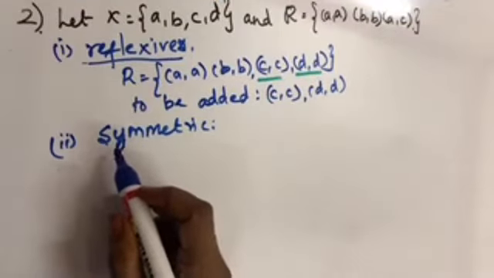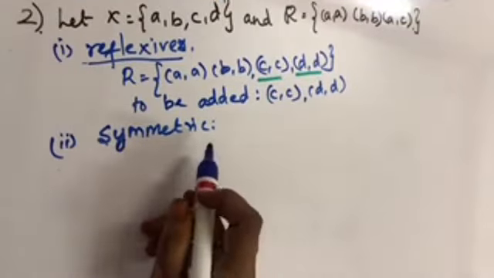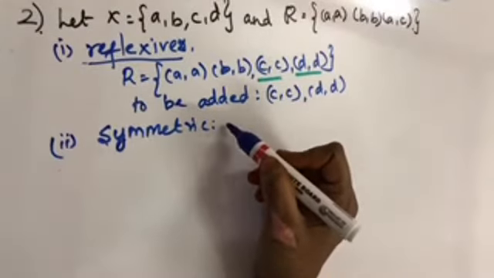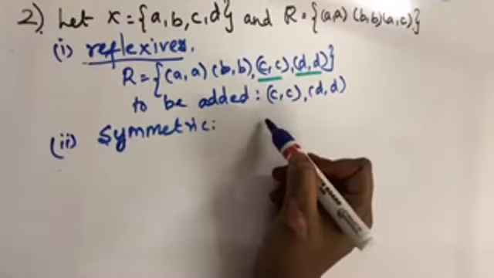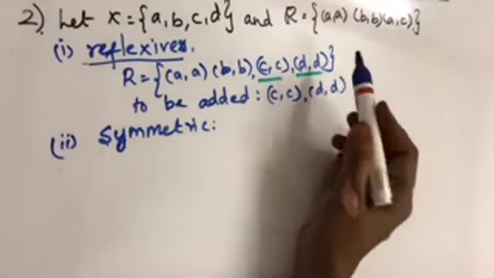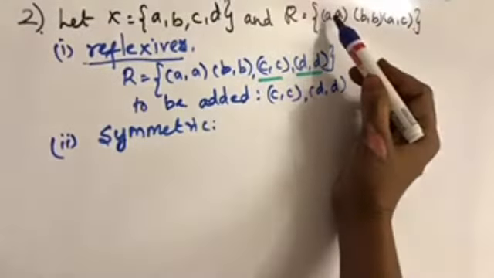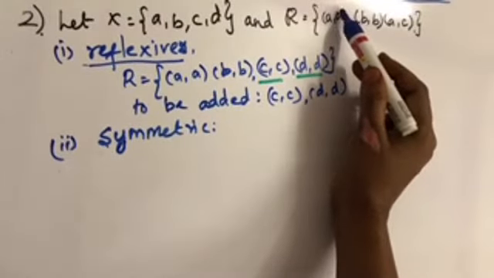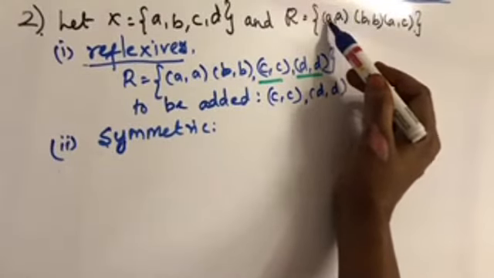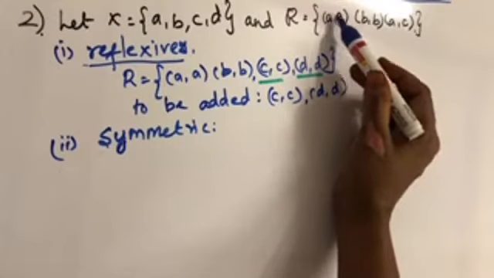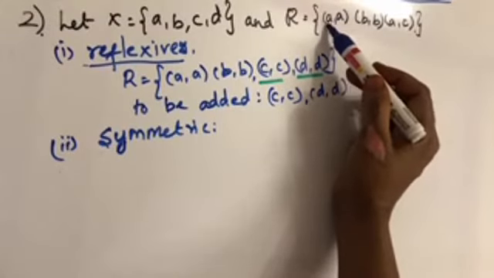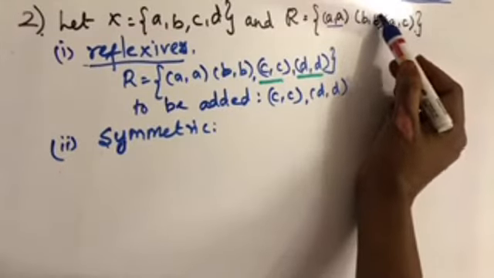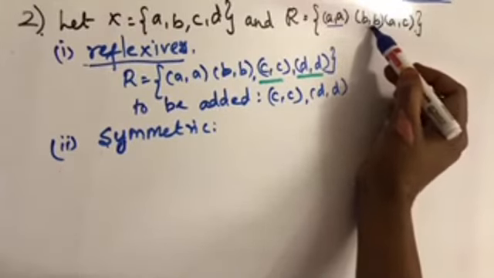if the relation is to be symmetric, then what's the condition? If A is related to B, then B also should be related to A. Look at our relation. Here (A, A) is the first term. If A is related to A, then again A is related to A. Even in the reverse case, the same term is there. Similarly, if B is related to B, B is also related to B. So, (B, B) is also there.